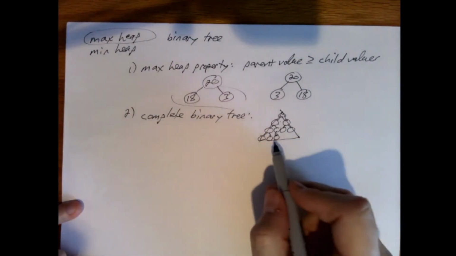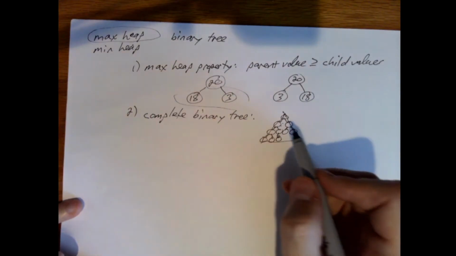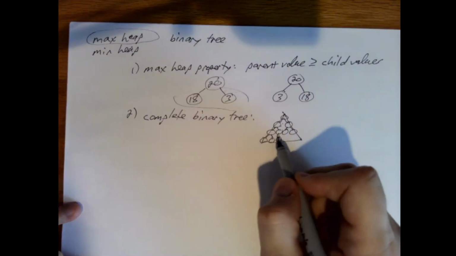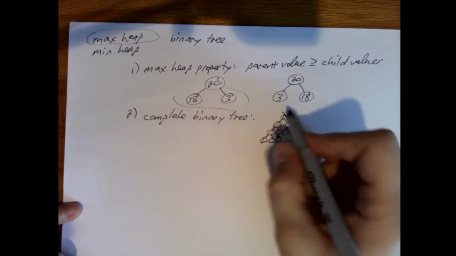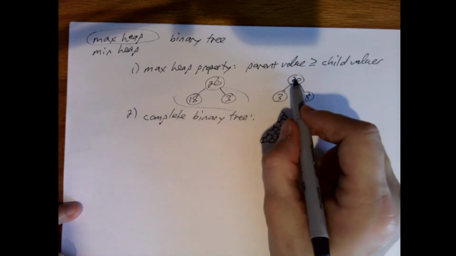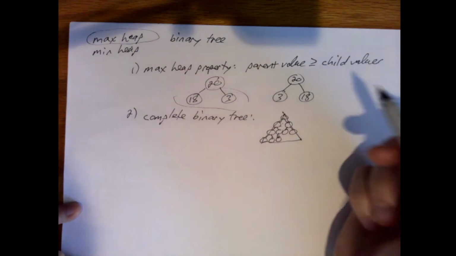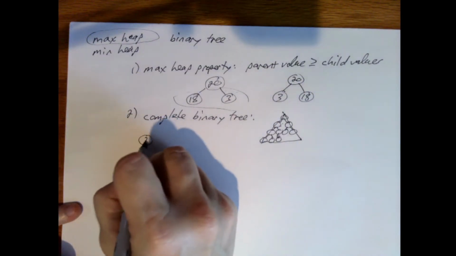So what's the benefit of this? Well, remember, we're storing this as an array. And it turns out that by having a complete binary tree, we can calculate the indices of the child nodes based upon the index of the parent node. So let's say we have this tree.